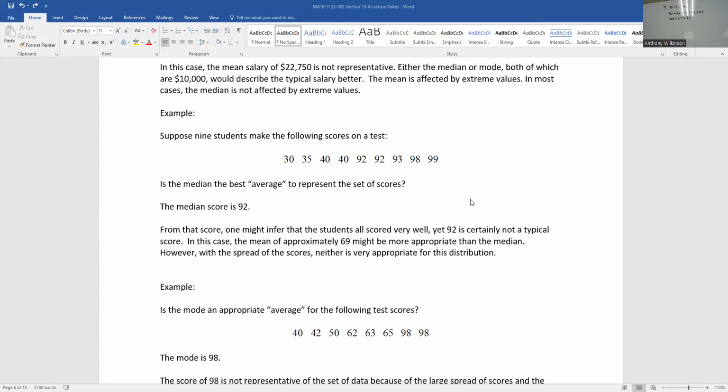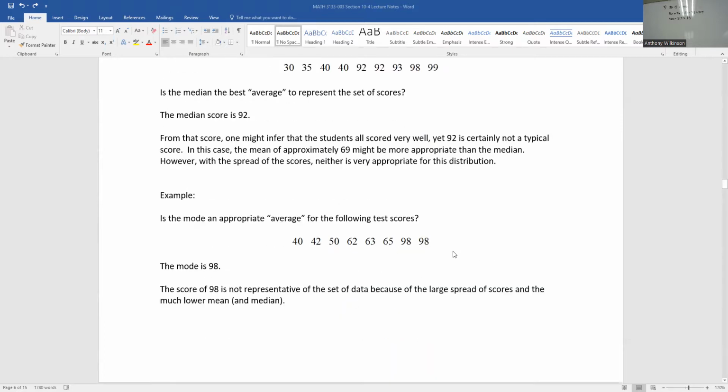Now, with a score of 92, if you were to use that median as the best average to represent the test scores, somebody might look at that and say, well, all the students did very well, but that's not the case. So probably if you were to take the average of all 9 scores, you would get like 69. That would be more appropriate. Okay.